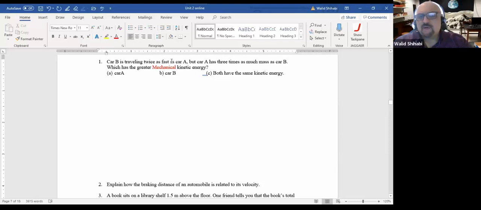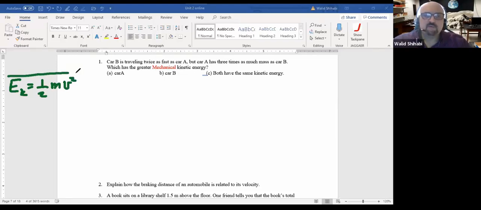Notice that car B has twice the speed of car A, but car A has 3 times the mass. So which one will overcome, 3 times the mass or twice the speed? Let's look at the equation first, and from the equation, we'll be able to tell. The equation for the mechanical kinetic energy, which we call E sub k, is 1/2 times the mass of the object times the velocity squared. Okay, so that's the equation we know.